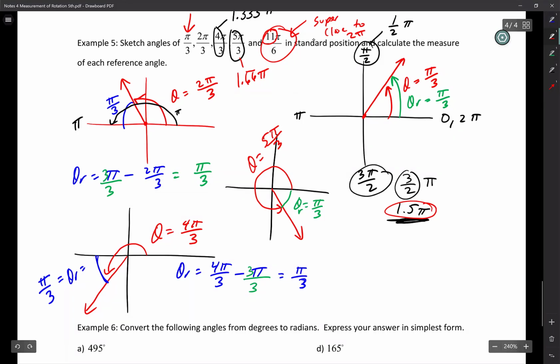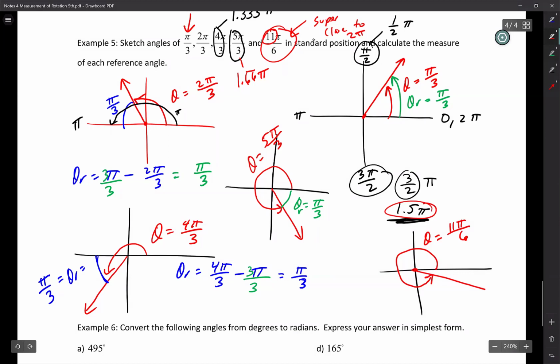So when you draw this one, now I'm not looking for perfection, guys. But when you draw that one, I would like to see that it's noticeably closer to the x-axis than the y-axis. So I would like to see something like that. If you don't draw that, it's okay. I'm not going to take away points. As long as you give me the right quadrant, we won't take away any points. So that's 11 pi over 6.